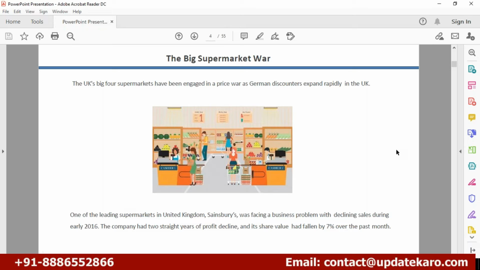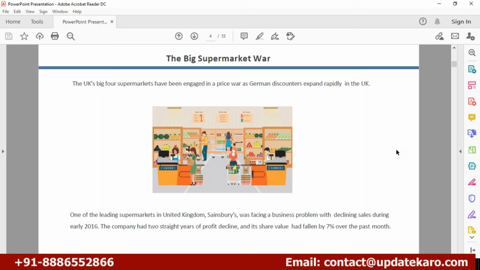Again, this is a case study. If you want, we can see this one, otherwise we can leave this. This is not a big thing. Actually, if you see here, it is written that the UK's 4 big supermarkets have been engaged in a price war as German discounters expanded rapidly in the UK.